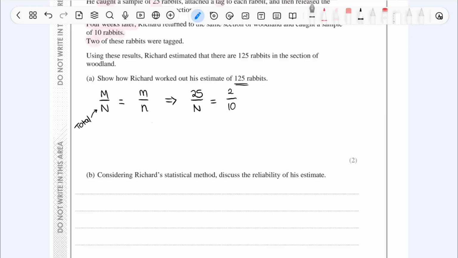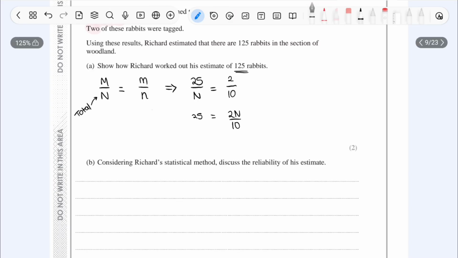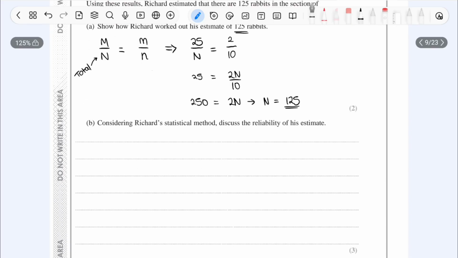So I'm going to cross multiply, and if I multiply both sides by n, I get 25 equals 2n over 10. If I now multiply both sides by 10, I get 250 equals 2n. And then if I now divide by 2, you get n is equal to 125. And you can type this into your calculator to verify it. And that is part A done.